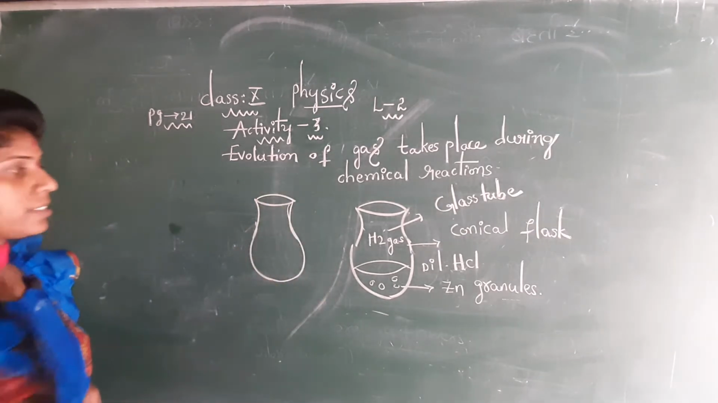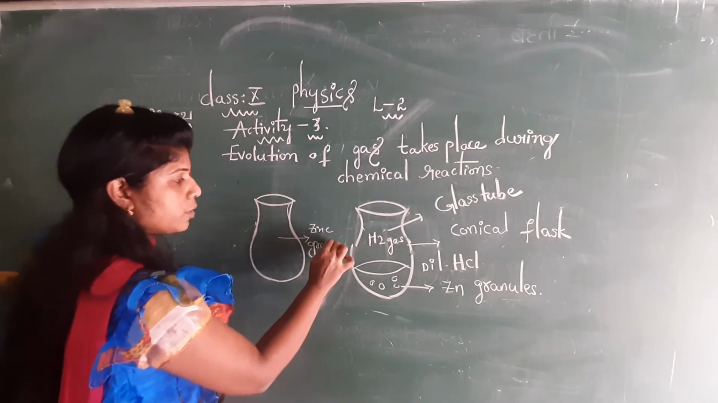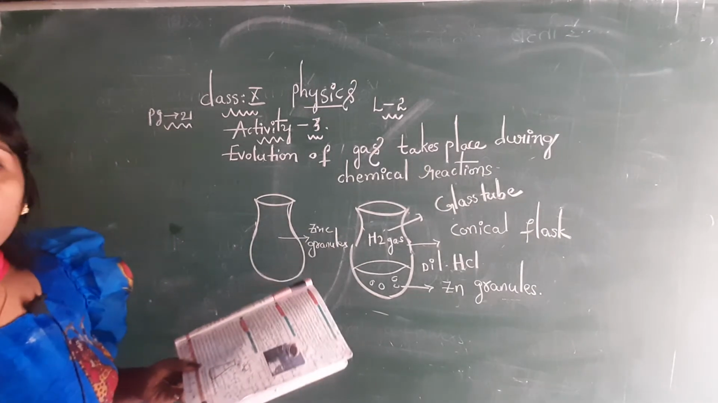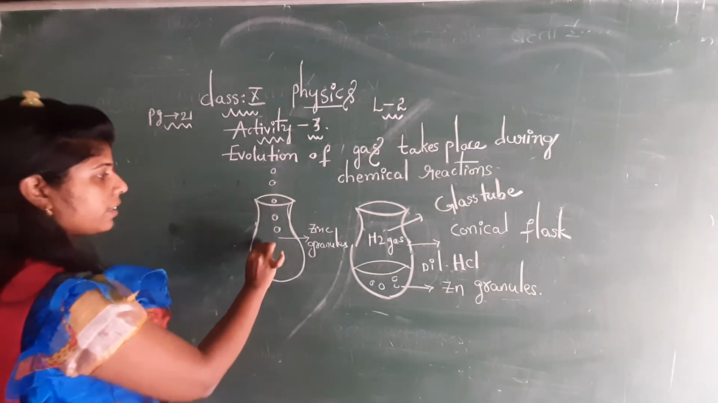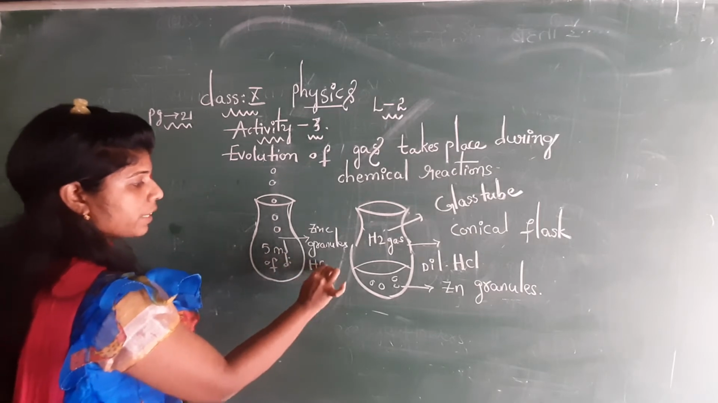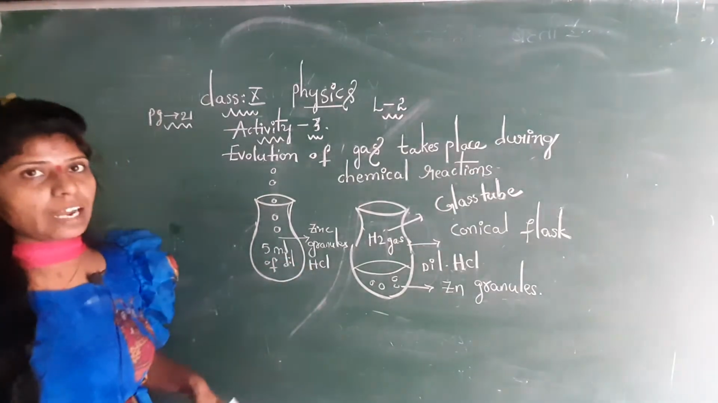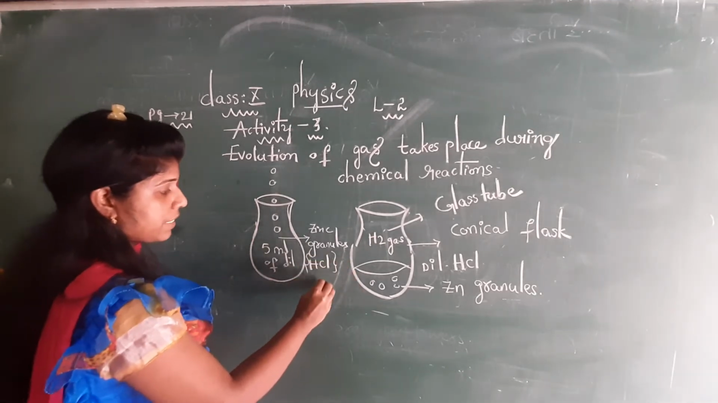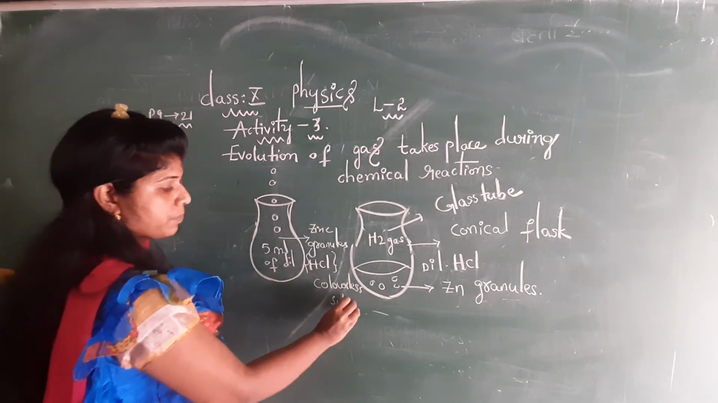Now try to place the zinc granules. After adding the zinc granules, now try to add 5 ml of dilute hydrochloric acid. We must add 5 ml of dilute hydrochloric acid. Hydrochloric acid is a colorless solution.